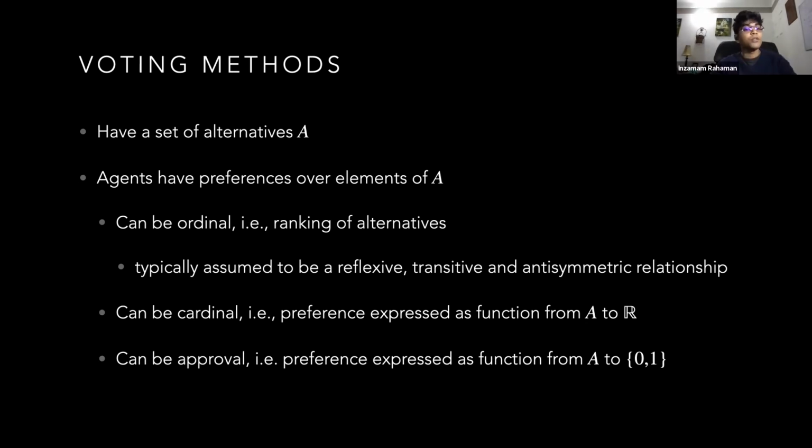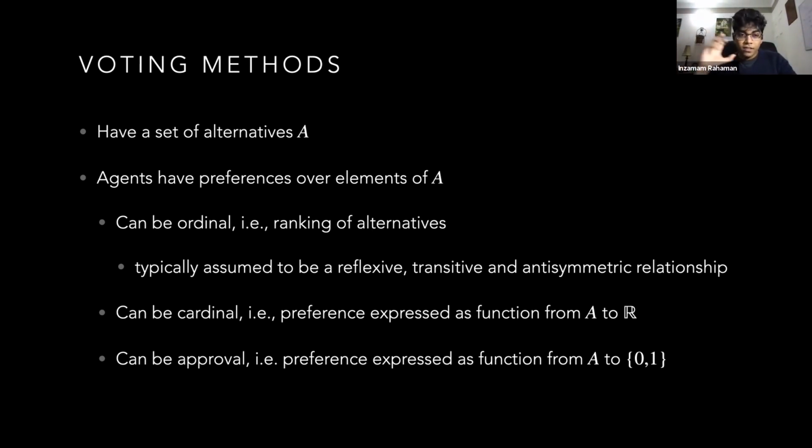Now, in our setting, we're going to look at ordinal preferences, right? What we mean by ordinal preference is that voters or agents have a ranking over alternatives drawn from the set A, right? And this is typically considered to be a proper partial ordering. We want to consume these partial orderings and then output a collective partial ordering over the entirety of the society, right? That's doing the voting, right? So that's what we mean by ordinal preference.